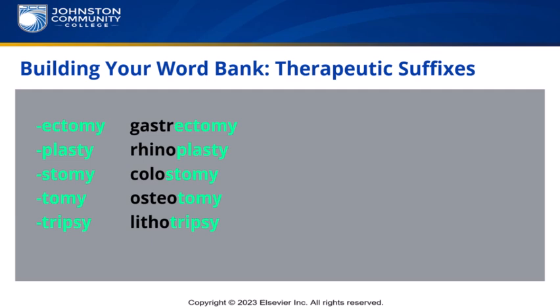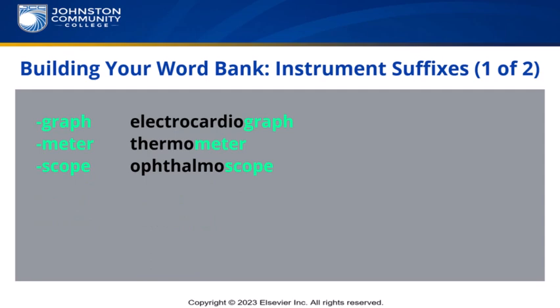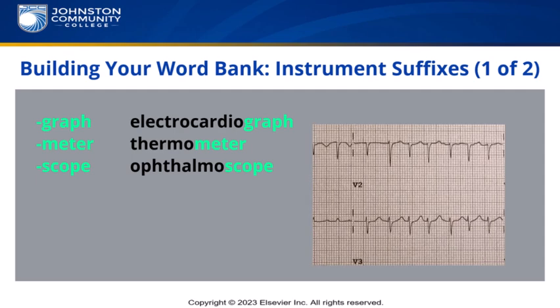Next we have osteotomy, and it is an incision of the bone. Tomy is our suffix for incision into. Then finally we have lithotripsy, which is crushing of a stone. Litho is our word part for stone, and tripsy means crushing. An electrocardiograph is an instrument to record the electrical activity of the heart. The record that it makes is an electrocardiogram.